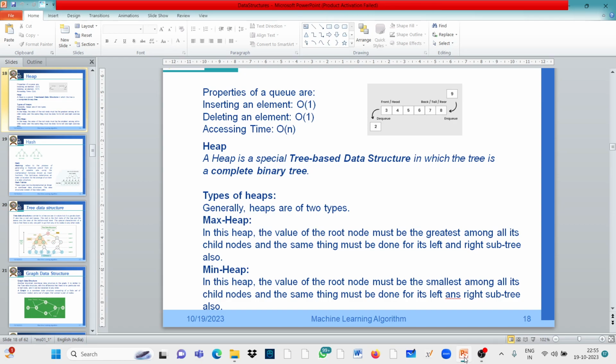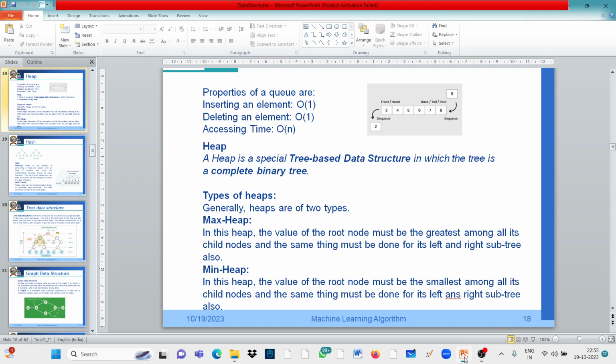In a max heap, the value of the root node, the key value I am talking about, must be the greatest among all the child nodes, and the same holds for all the left and right subtrees. That means parents should have the larger value and the children should have the smaller value.